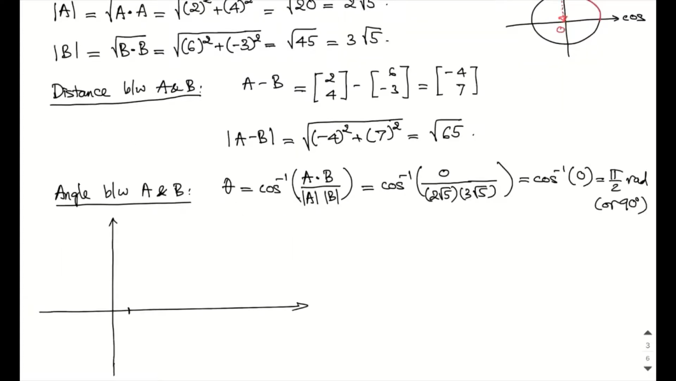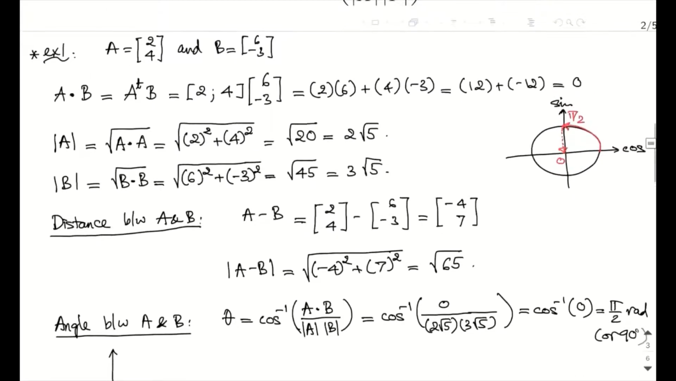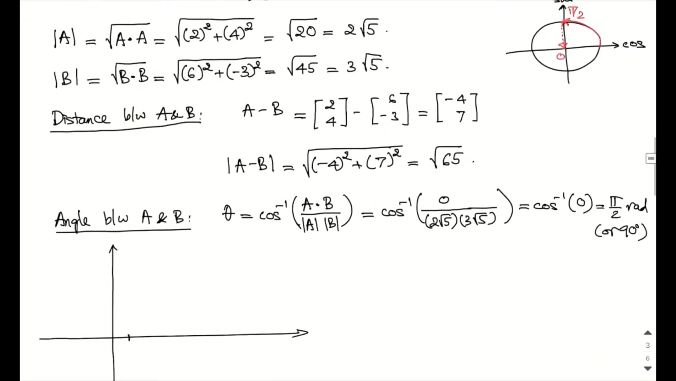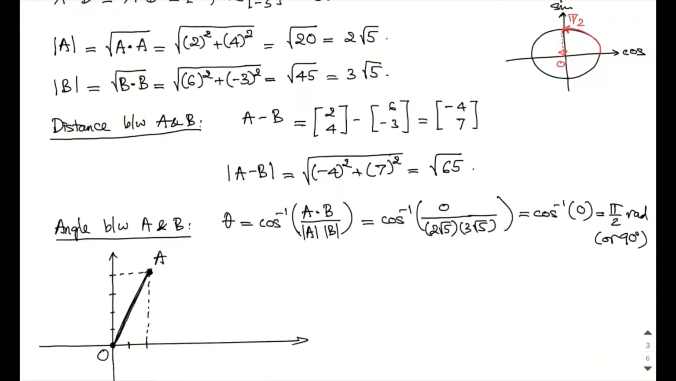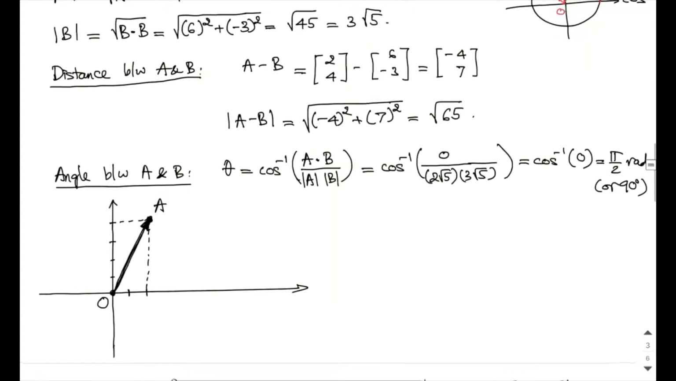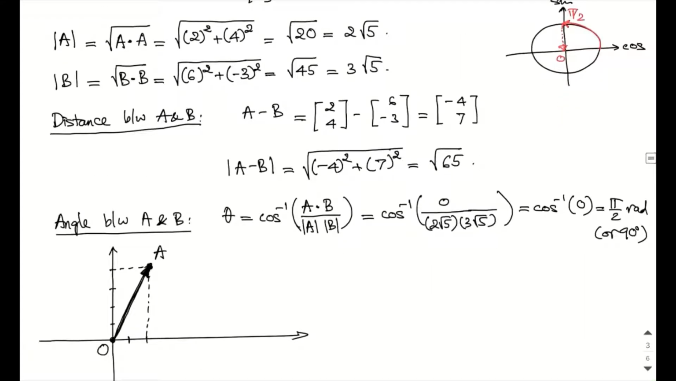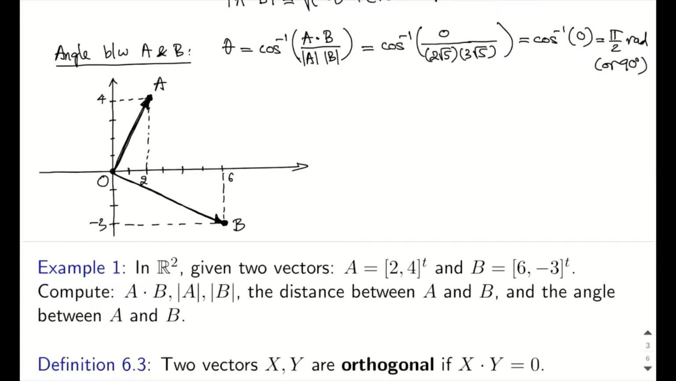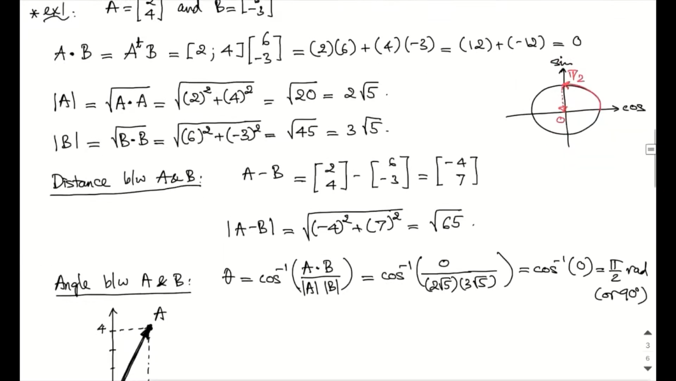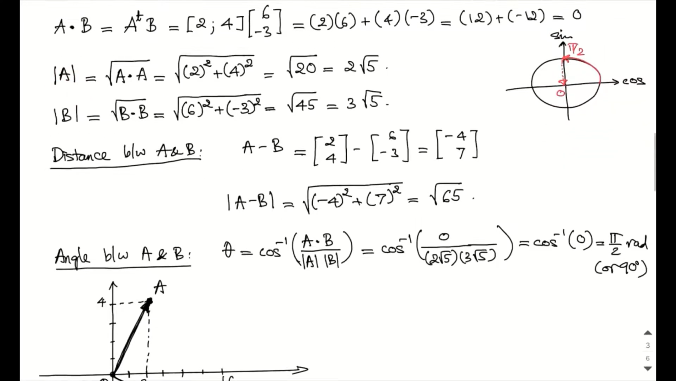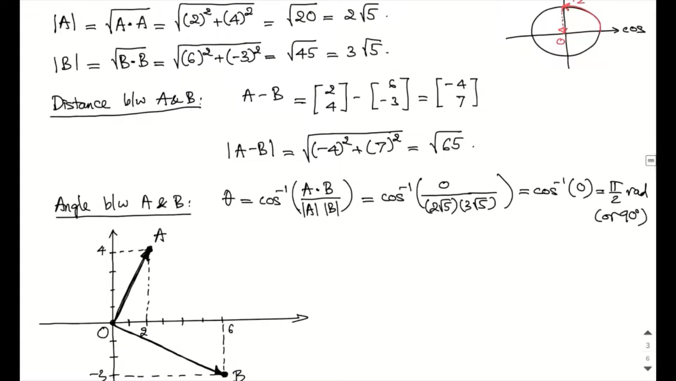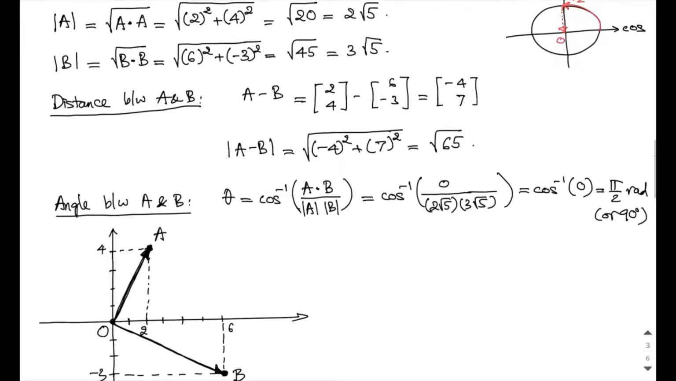If you plot the vector A, (2, 4), it is okay to think of the point A just as the vector OA. And similarly, you can plot the point B and think of it just like the vector OB. What is the length of A? The length of A is in fact the length of the vector that connects the point A and the origin.